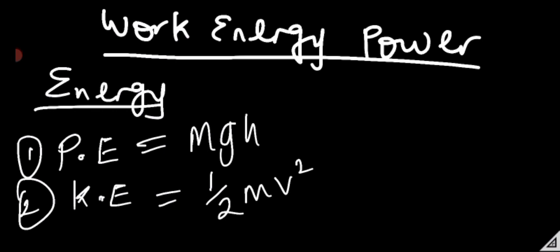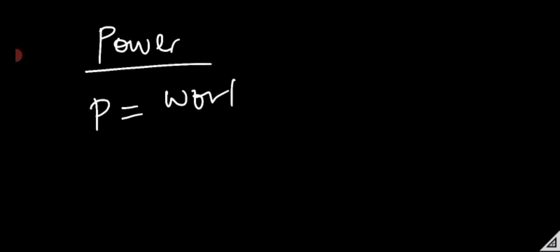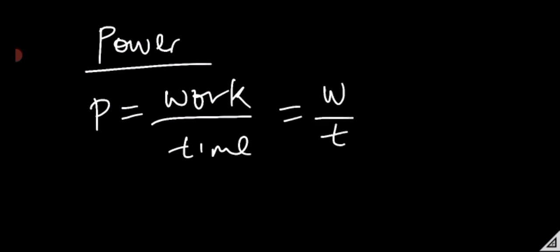Okay, so after this, the next one we'll talk about is power. What is power? Power is defined as the time rate of doing work. So we can say that power is equal to work over time, that is W over T. Also, power is force times velocity.